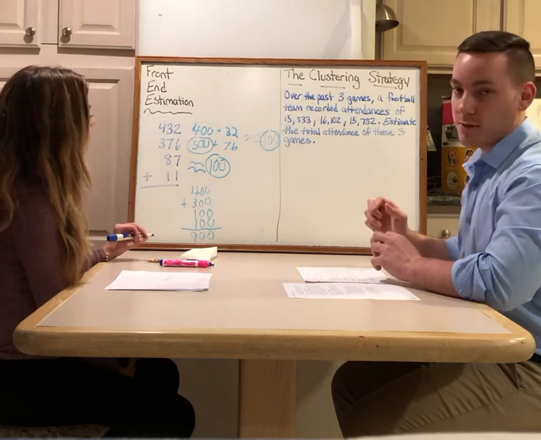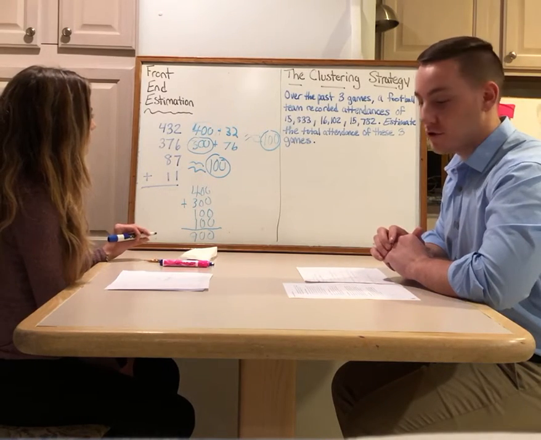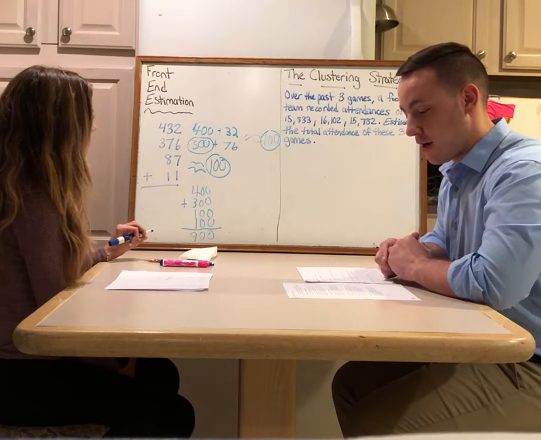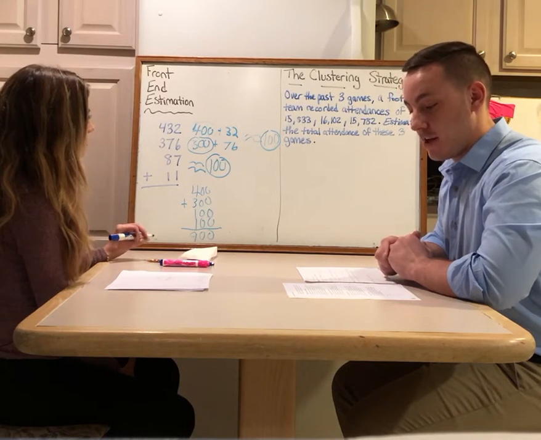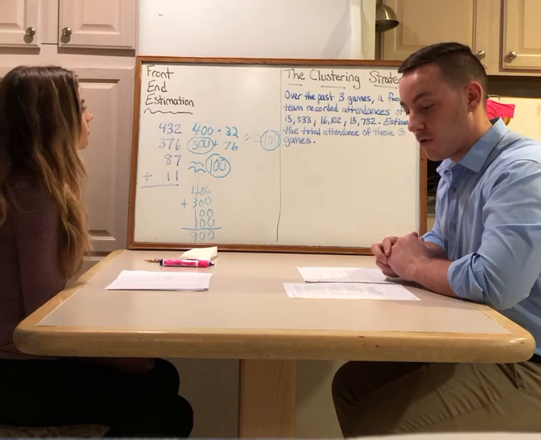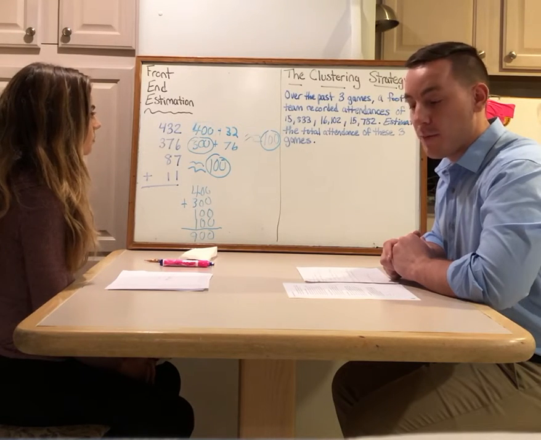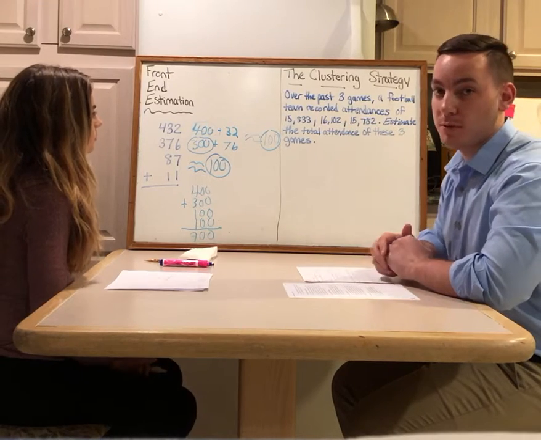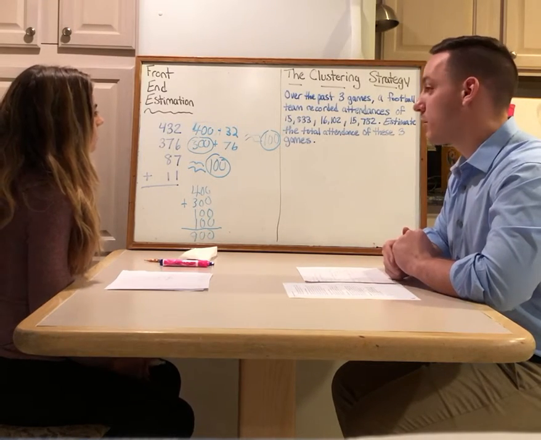Our second strategy that we're going to be talking about is what's called the clustering strategy. Now, according to chapter 11 of our Brian and Brian text, the clustering strategy is used when we have numbers that are all about the same numerical value. Okay? And you're going to notice that in our word problem here. Amanda, can you please read our word problem for us?